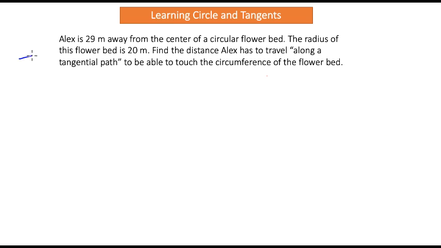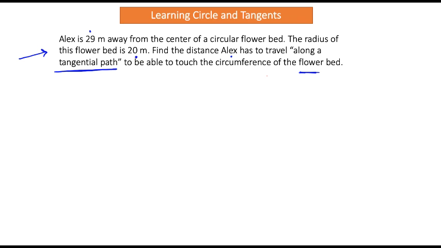So here is our challenge. Alex is 29 meters away from the center of a circular flower bed. The radius of this flower bed is 20 meters. Find the distance Alex has to travel along a tangential path. So that's a keyword. Alex has to travel along a tangential path to be able to touch the circumference of the flower bed, right?